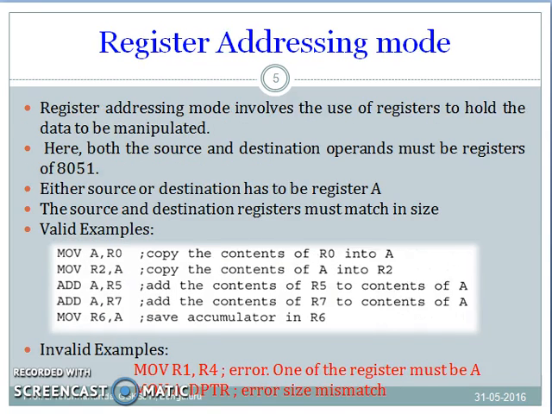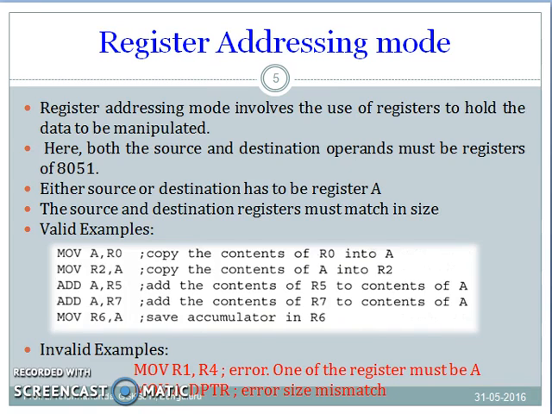Now let us come to the register addressing mode. In the register addressing mode, both the source and the destination operands of an instruction have to be registers. So in this case, the operation would be like copying data from one register to another. For example, MOV A, R0 would copy the value available in the R0 register to the A register, the accumulator. Similarly, if you write ADD A, R5, it will add the contents of register R5 to the accumulator and store the result also in the accumulator.